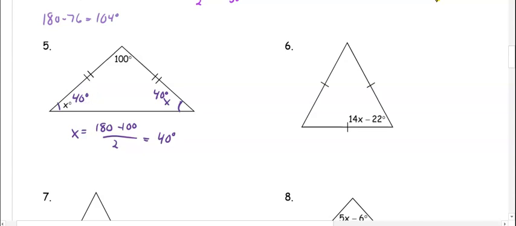In number 6, we are switching gears because all 3 sides are marked congruent, which means that if it's an equilateral triangle, it is also equiangular. So all of our angles are going to be 60 degrees. So we have 14x minus 22 is equal to 60. We can add 22 to both sides. So we get 14x equals 82. We can divide by 14. So we get x is 5.86.